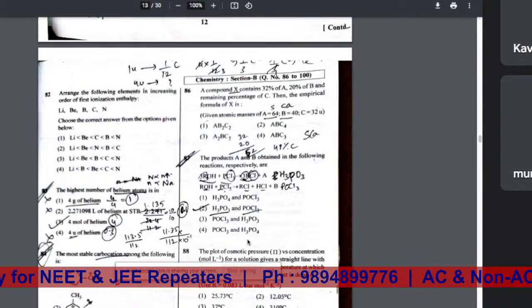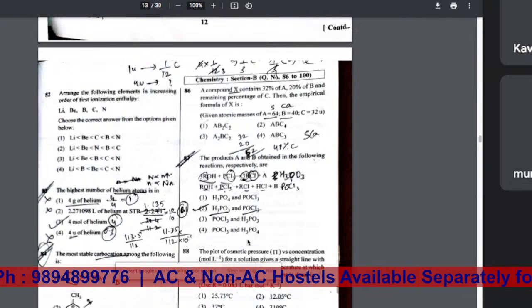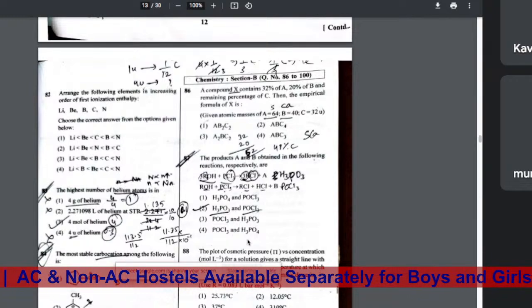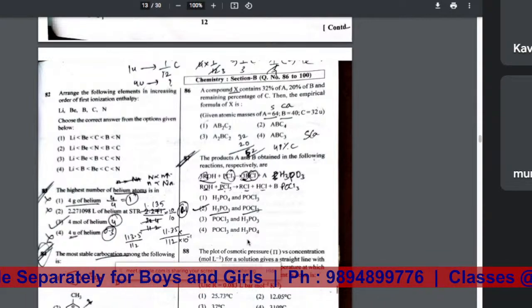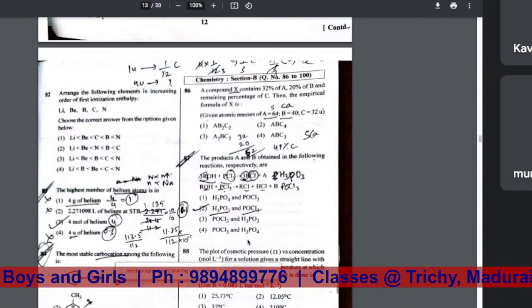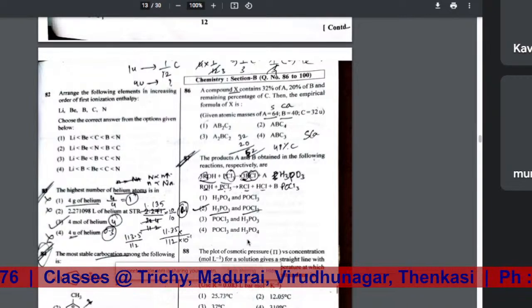Because when we move left to right in a periodic table, size decreases and ionization energy increases. So next to nitrogen there will be carbon. Highest for nitrogen, second highest carbon, then third highest should be boron, and fourth highest should be beryllium, what we are expecting. But there is an exception. Why?